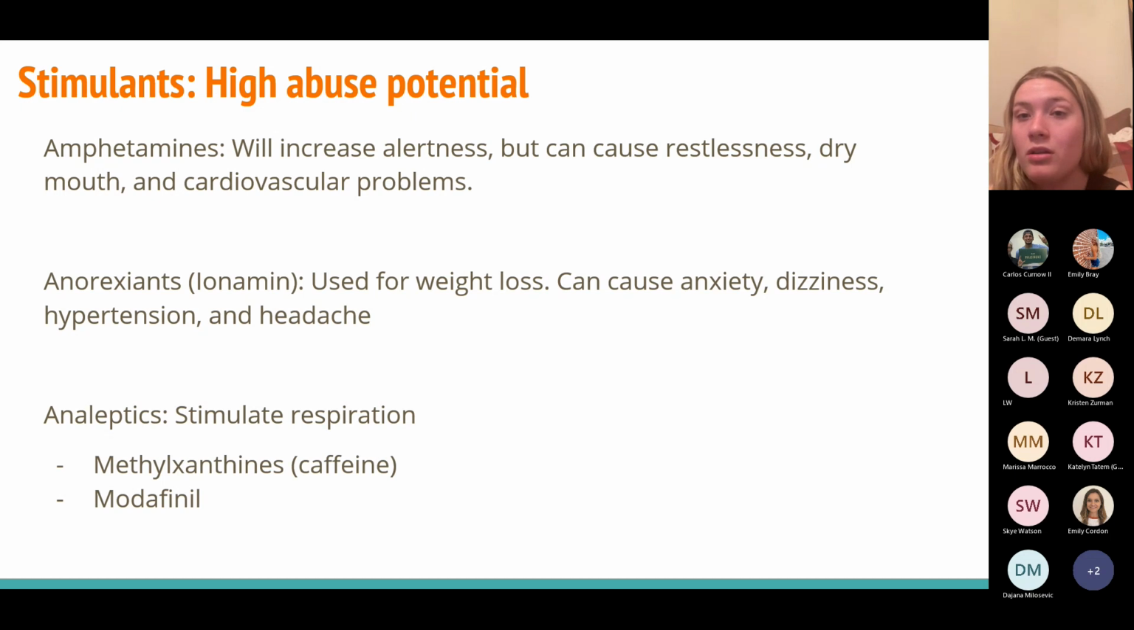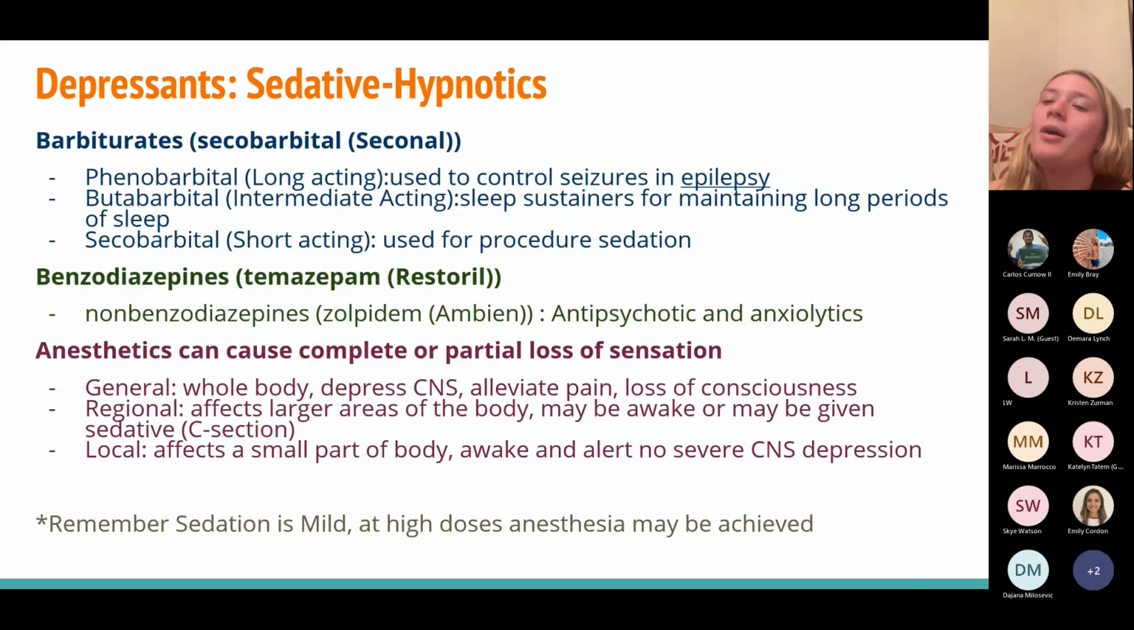So modafinil, we learned a lot about that again in Complex Health 1 with obstructive sleep apnea. They are at risk for narcolepsy, excessive daytime sleepiness. So they help stimulate respiration, all of that. And our methylxanthines are also related to caffeine. So just keep that in mind as well.